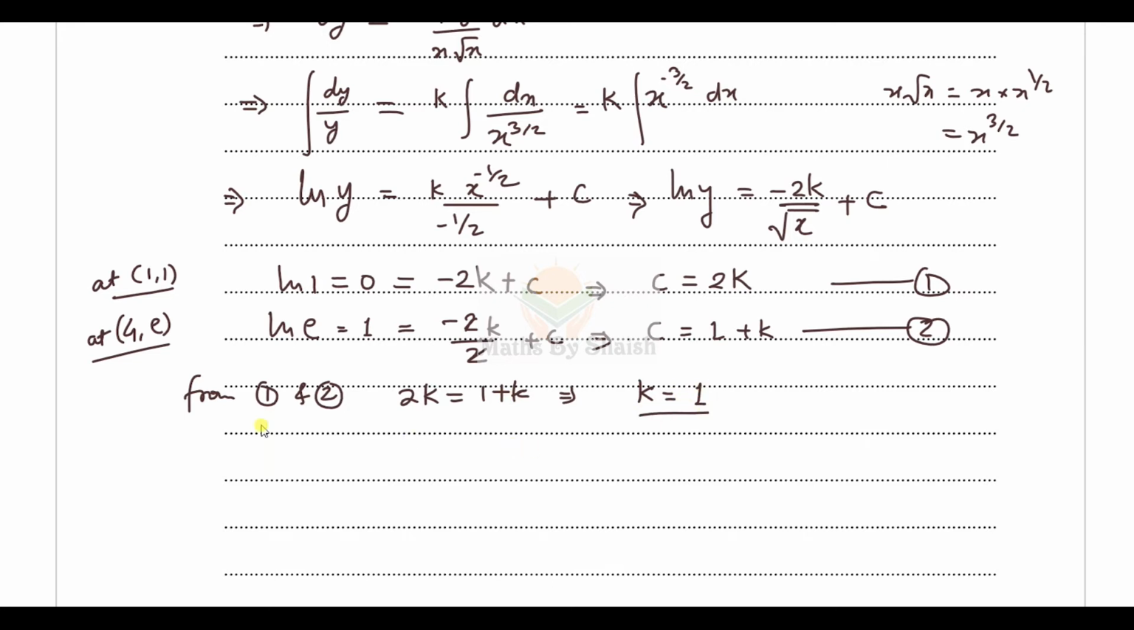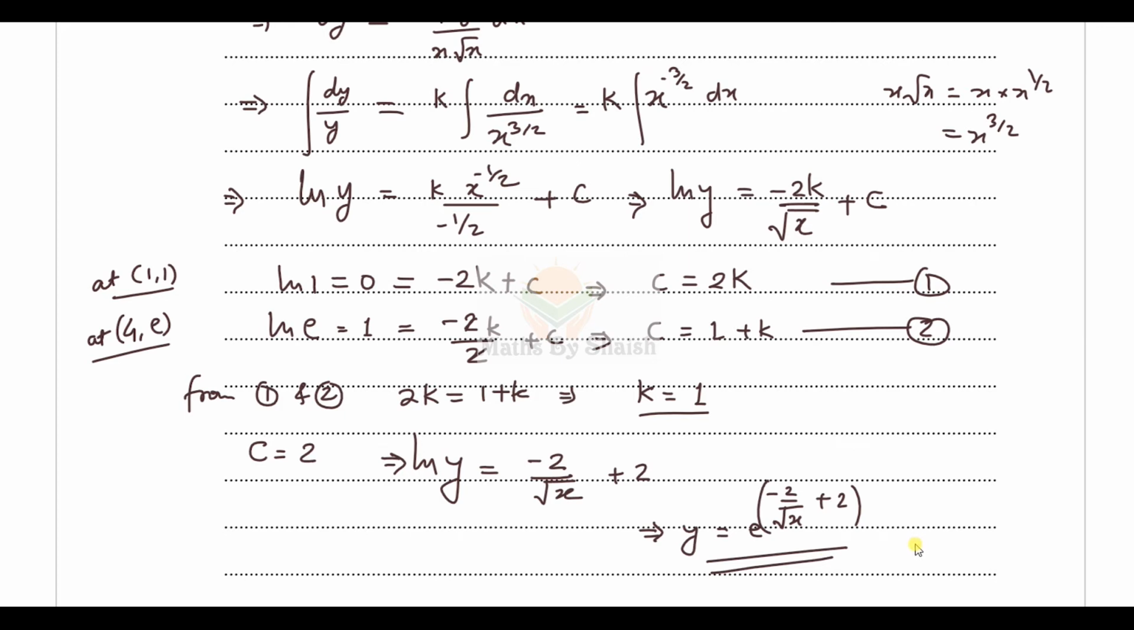If k is equal to 1, c is equal to 2, and hence this will give y value as, ln y is equal to minus 2 over root x plus 2, and we'll use the property of log, basic definition. This ln means base e, so y will get from here, y is equal to e raised to the power, the whole thing to the other side, 2 over root x plus 2. That is the final answer in terms of y in terms of x. I hope it is clear.